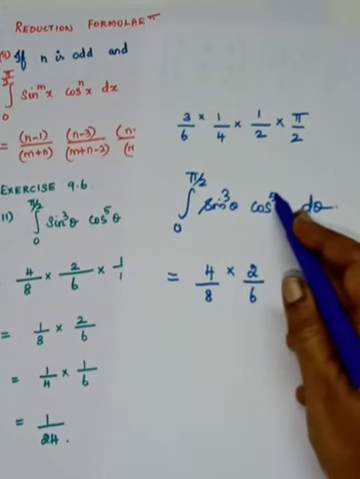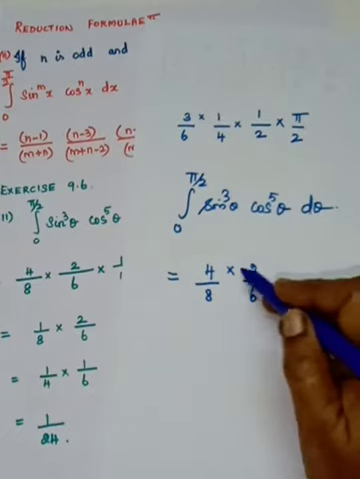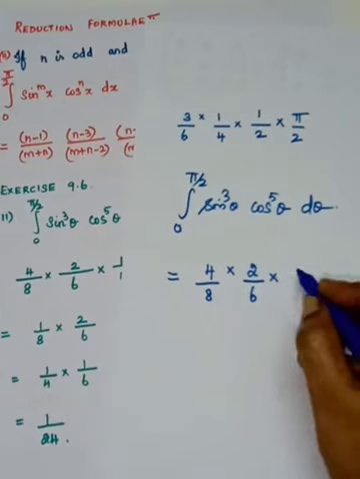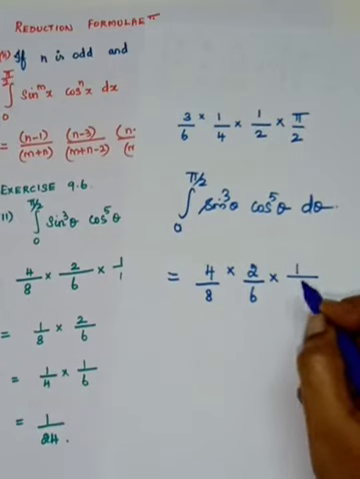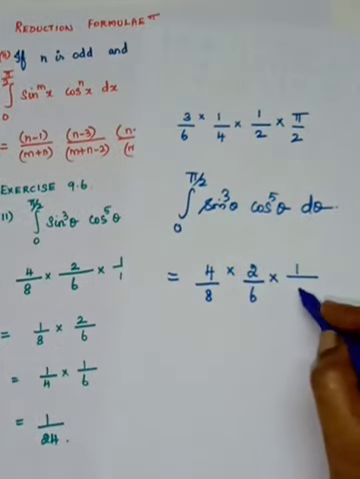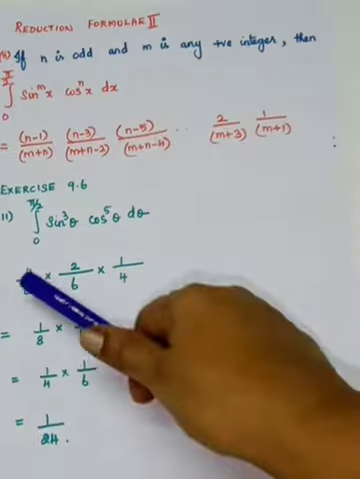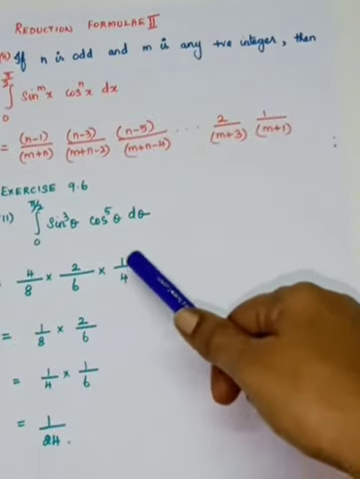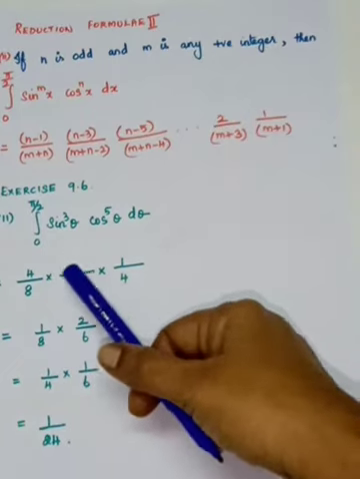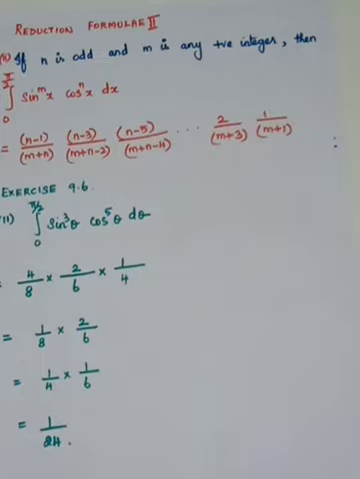So if n is odd, the power of cos x is odd, means you have to get the numerator as 2. After that, you have to multiply with 1 by m plus 1. So m is 3, 3 plus 1 is 4. So this will be the answer: 4 by 8 into 2 by 6 into 1 by 4. This 4 and this 4 get cancelled, and 2 and 8 if you cancel, it is 4. So the answer is 1 by 24.